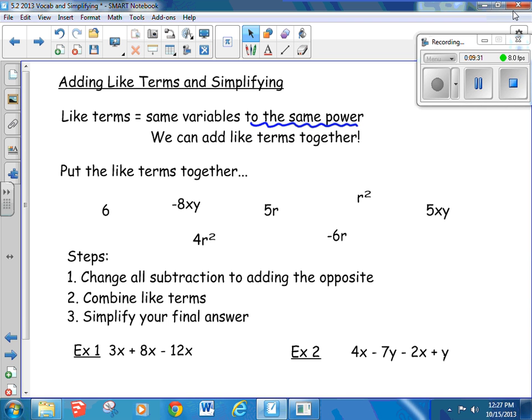How about Caitlin? Come on up. Okay, so Caitlin put 5xy and negative 8xy by each other. They're like terms, they both have an x and they both have a y, and they're both to the first power. Can't see the power, it's 1. These are like terms and we could combine them. All right, Logan.